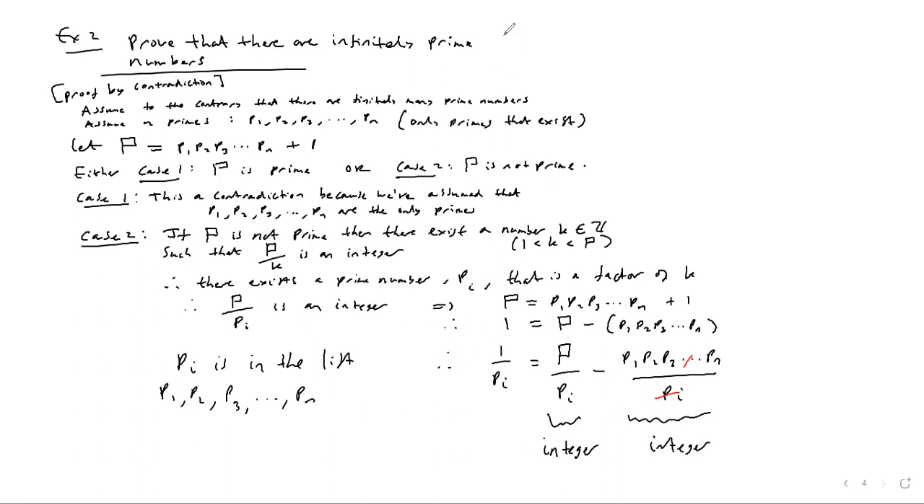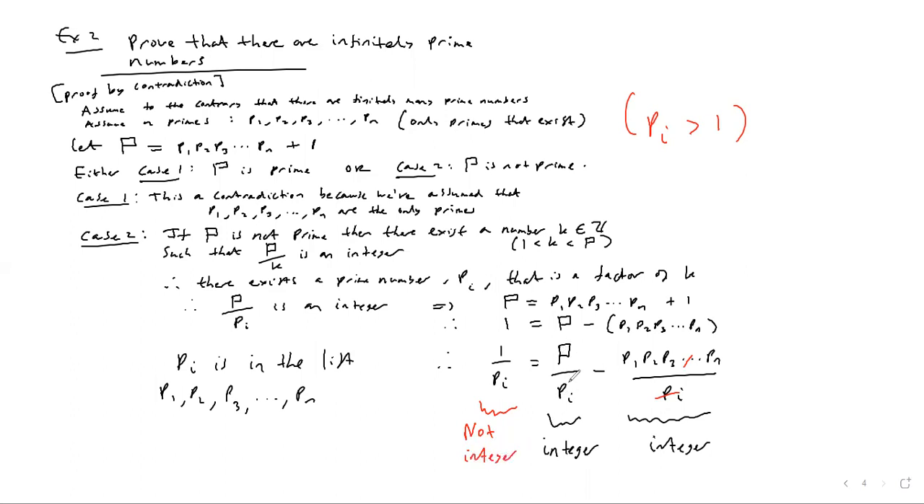But now on our right hand side, we've got an issue, because 1 divided by this prime number, remember all prime numbers are bigger than 1. Let's make a note of that: Pi must be bigger than 1, because the first prime number is 2. So 1 divided by a number bigger than 1 is going to be a fraction, and that's not an integer. So we've got a problem here.